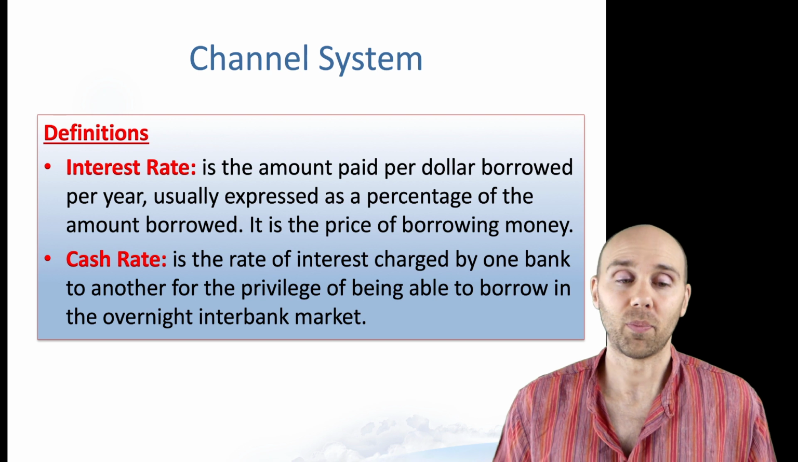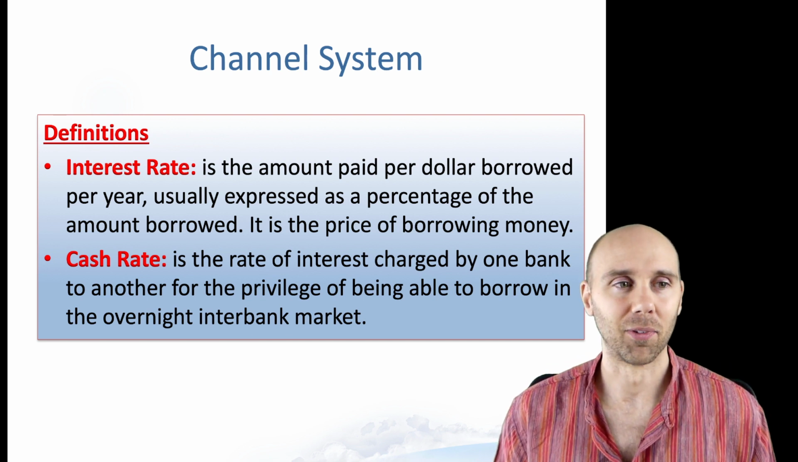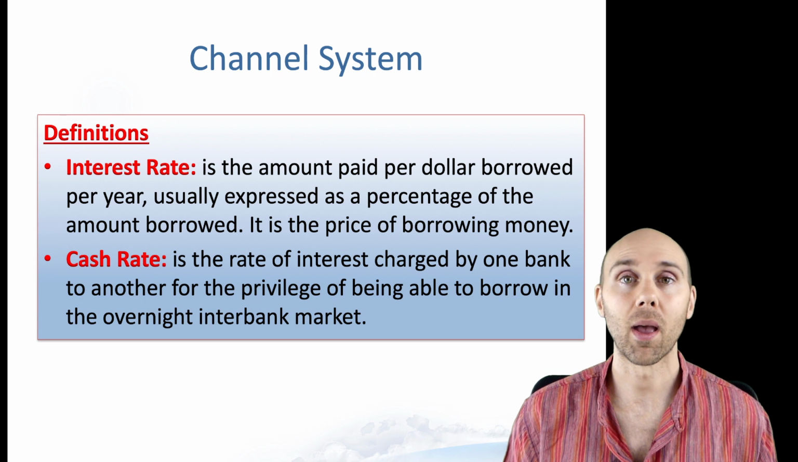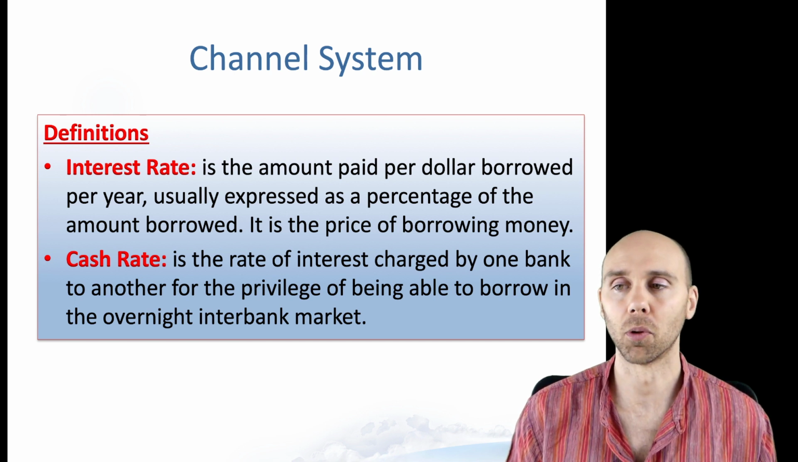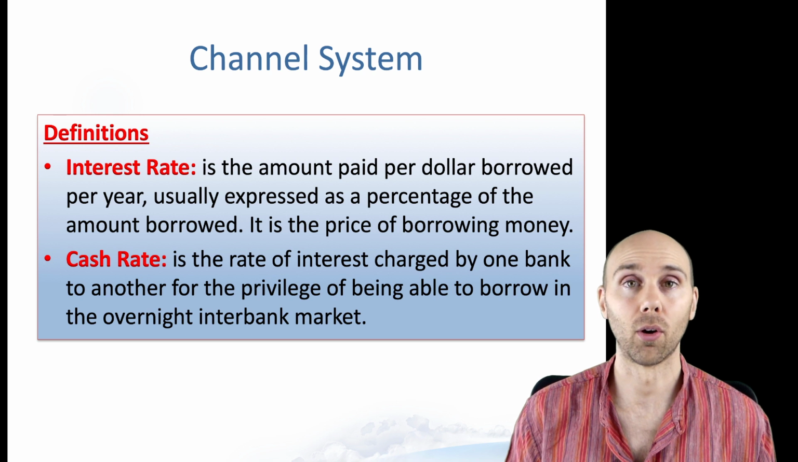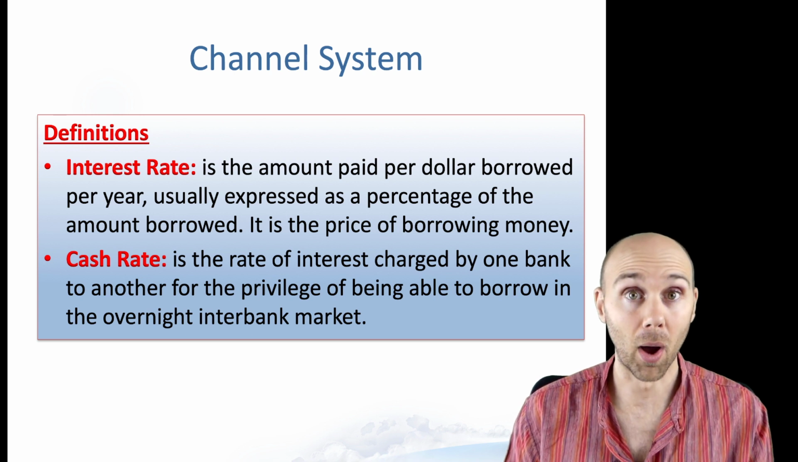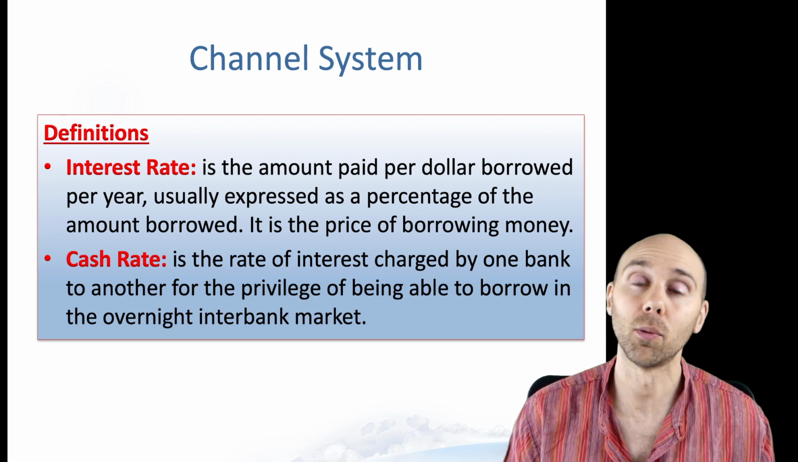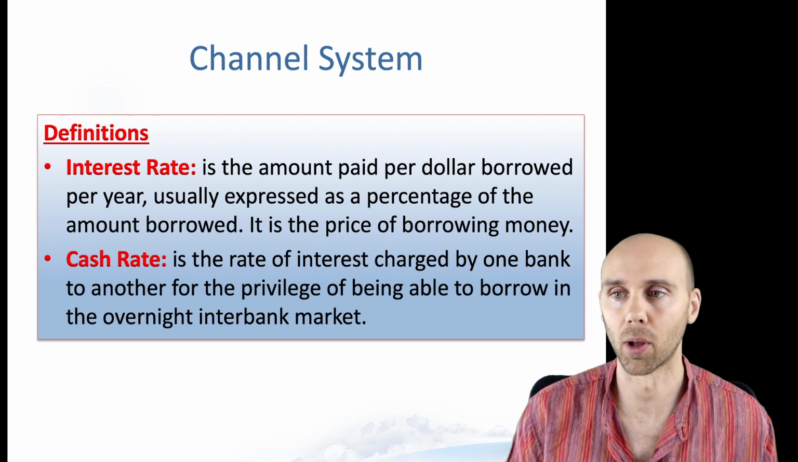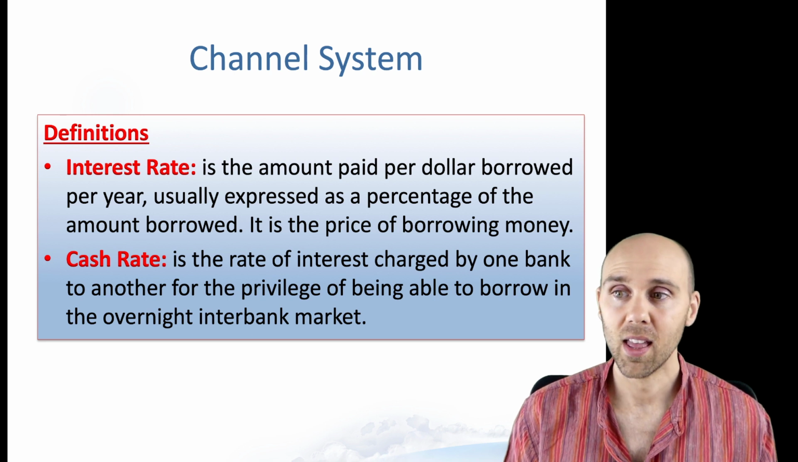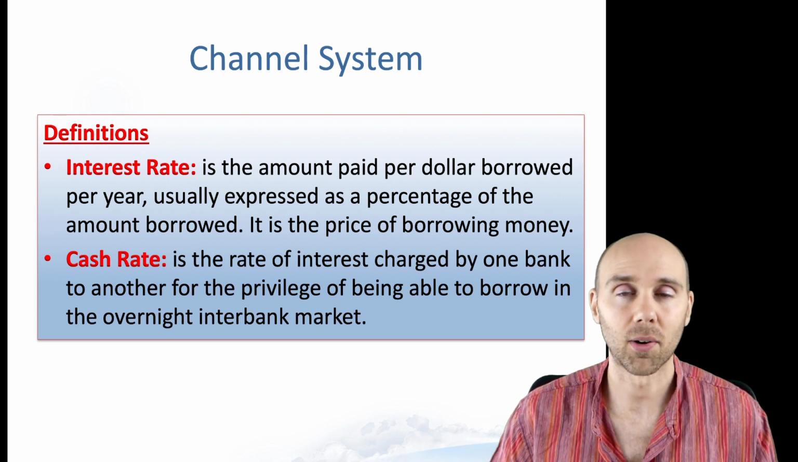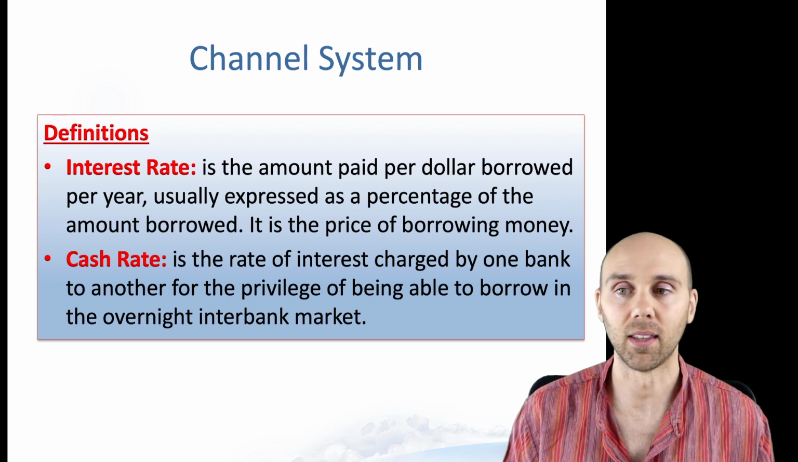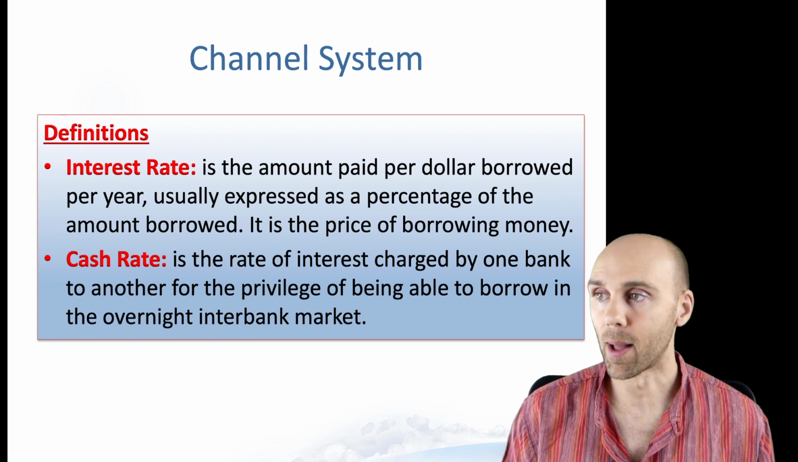So you probably already know what the interest rate is. You've all encountered them before at some point. It's the amount paid per dollar, typically borrowed per year, usually expressed as a percentage of the overall amount or principal amount borrowed. It's really the price of borrowing money. If you want to buy something, in this case money that you don't have, you pay a price for it, and it's that extra buffer on top. The cash rate is the rate of interest that's charged by one bank to another for this sort of interaction that they engage in the interbank market every night.